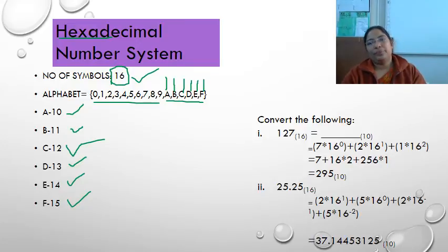See, for example, convert the following 127 base 16 to decimal. So this is as usual when you are converting any number system to decimal. So 16 to the power of 0, now 2 multiplied by 16 to the power of 1, 1 multiplied by 16 square will give you the decimal equivalent of 127 base 16. Now, similarly, if a dot is there, from here 16 to the power of minus 1, 16 to the power of minus 2, like that you have to consider.